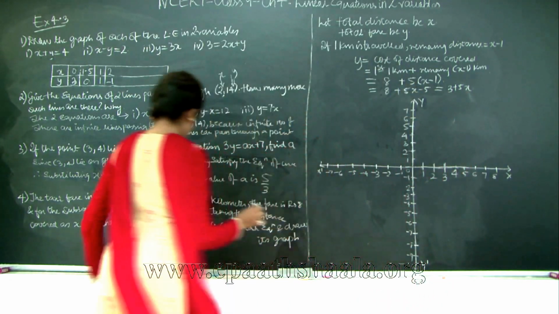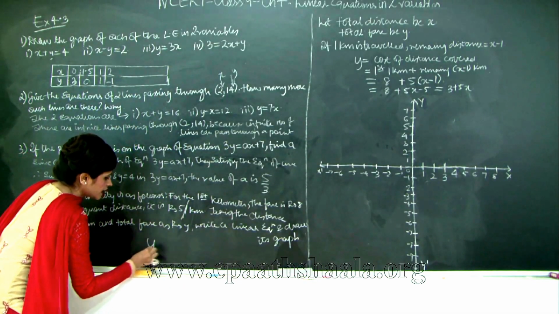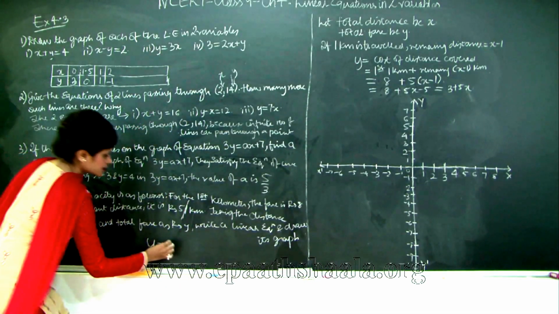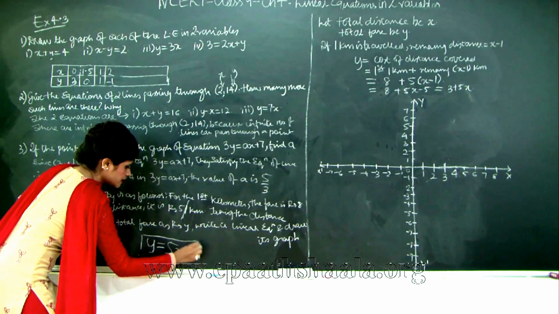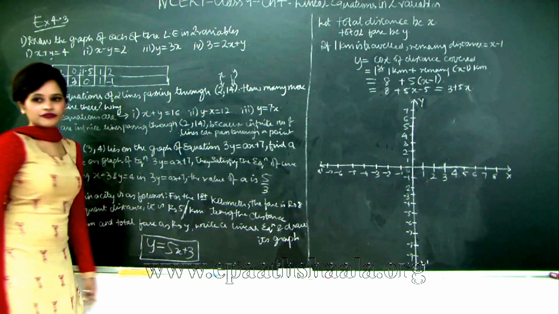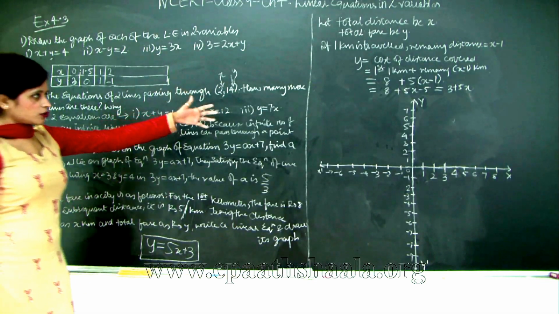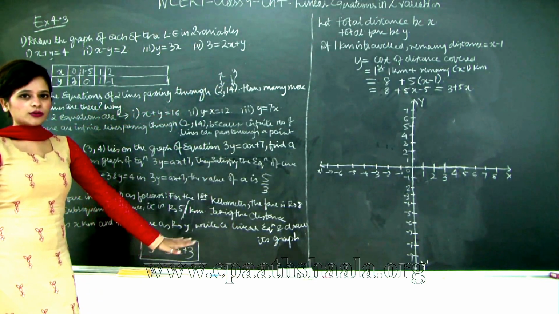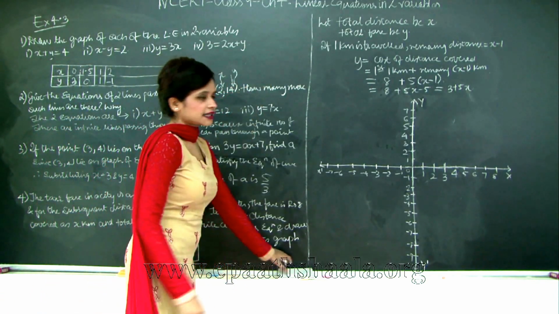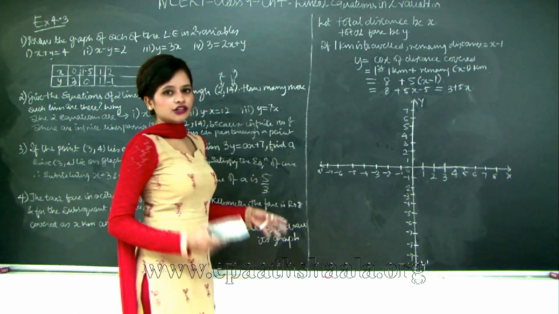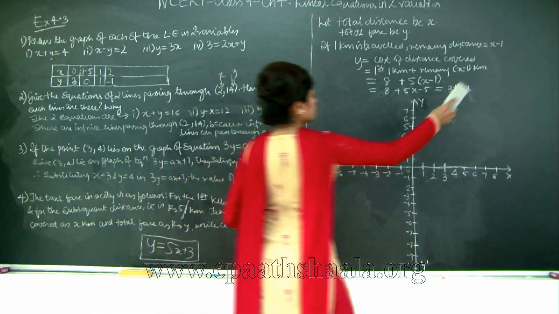Should I write it here? My equation is going to be y is equal to 5x plus 3, where y is the total fare. So using this equation, now we have to plot a graph. I hope you have taken a note of this explanation, because I am going to erase it since I need to draw my table for plotting the graph.